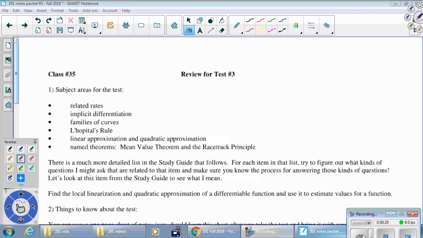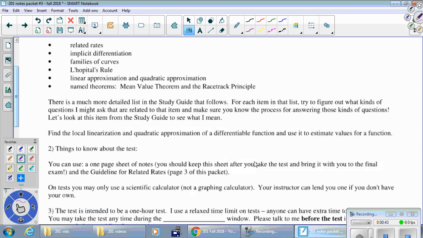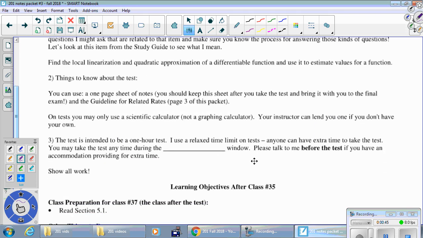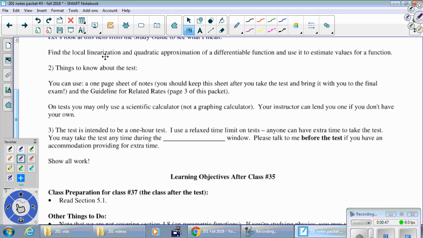For each item in that list, try to figure out what kinds of questions I might ask that are related to that item and make sure you know the process for answering those kinds of questions. Let's look at this item from the study guide to see what I mean. Find the local linearization and quadratic approximation of a differentiable function and use it to estimate values for a function. So if you have no idea what that means, then you've got to go find in the notes or in the book or in our YouTube videos, references to these kinds of approximation methods.